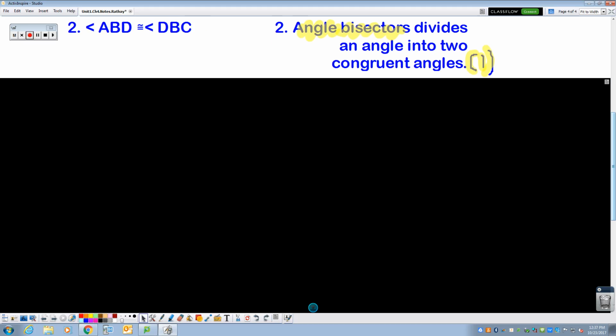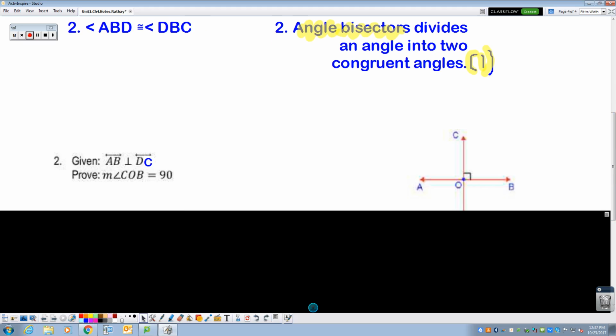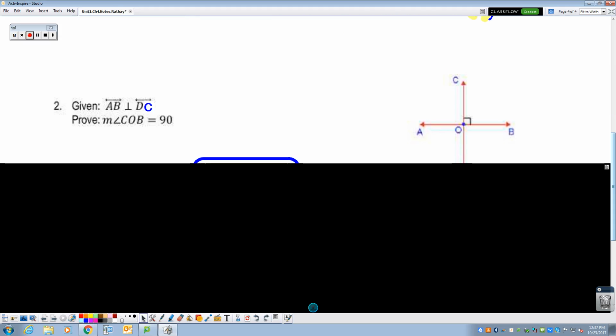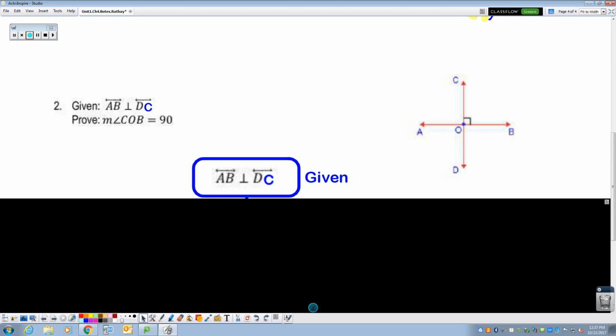In the second example, we are given that segment AB is perpendicular to segment DC. I believe there was a little typo on your sheet, but it should be perpendicular to DC. And we're being asked to prove that the measure of angle COB is 90. This is somewhere you want to be careful that we're not skipping steps. So the given is that AB is perpendicular to DC.